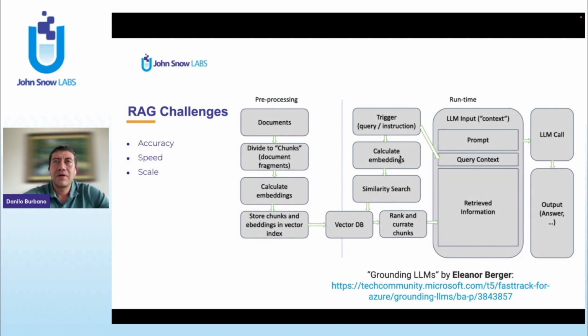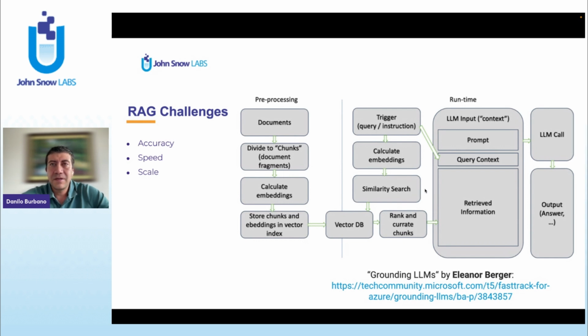Then we compute the similarity. Similarity between embeddings can be measured using various distance metrics like cosine similarity, Euclidean distance, and so on. When you search using a query, the system converts the query into an embedding and then finds documents with embeddings that are close to the query's embedding. The retrieved chunks are ranked and curated based on their relevance to the query.